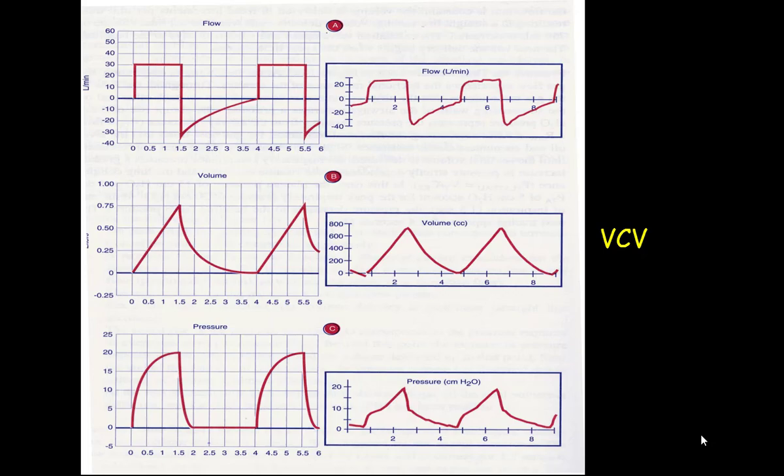The inspiratory form of the volume control is sharp, and expiratory is passive, and the pressure will have a rise. So, the variable here is pressure. The volume is fixed and the flow is fixed.